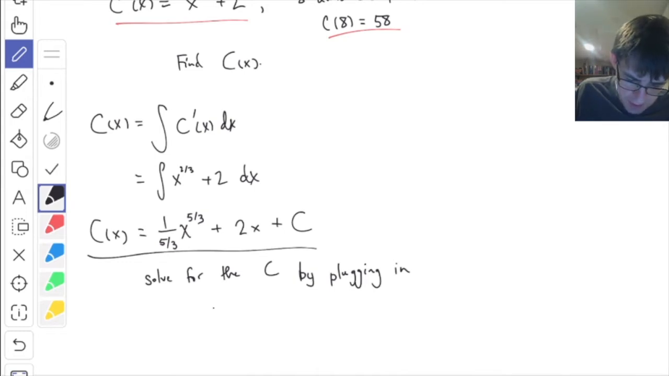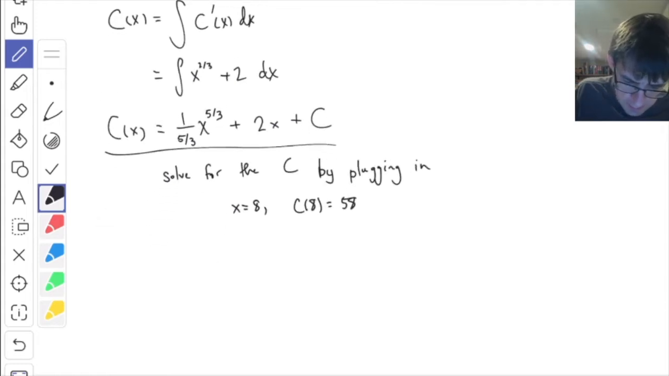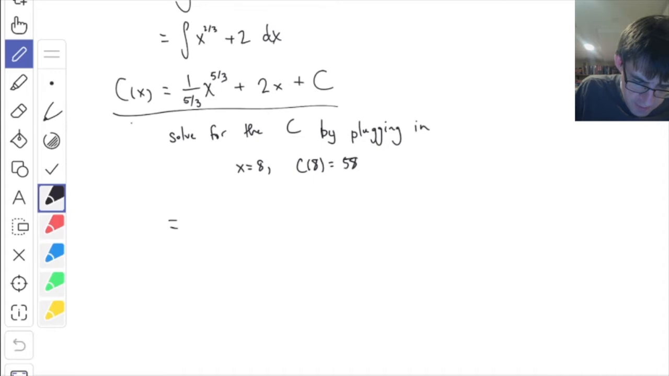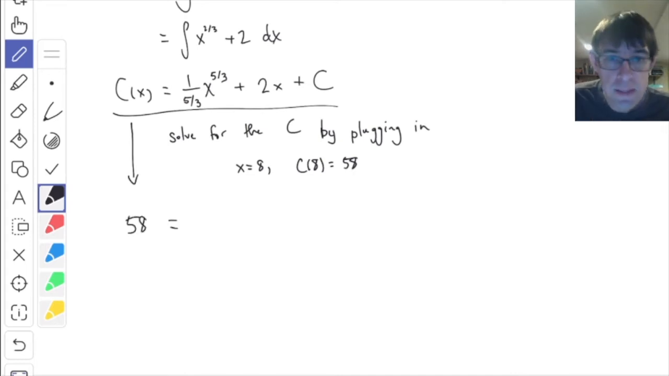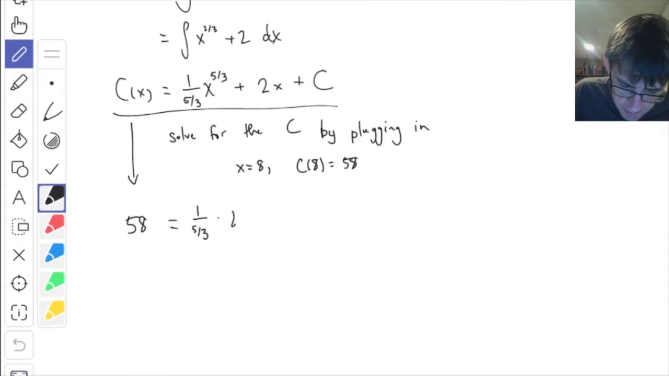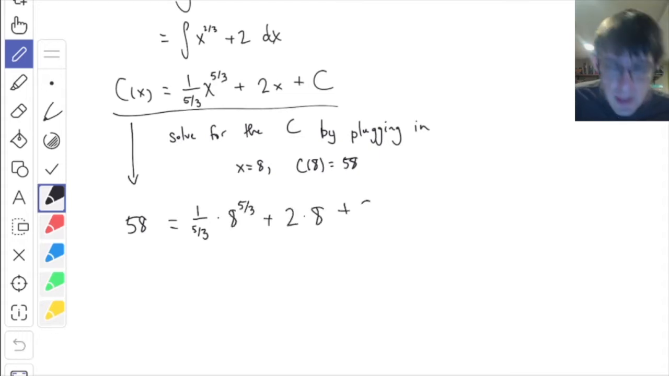So I'm going to plug in x equal 8 and c of 8 equals 58. When I plug in, the left side of this equation, plugging in x equals 8, instead of c of x will say c of 8, which is 58. And then on the right side, we get whatever we get by plugging x equal 8: 1 over 5/3 times 8 to the 5/3 plus 2 times 8 plus c. And this you solve for c.